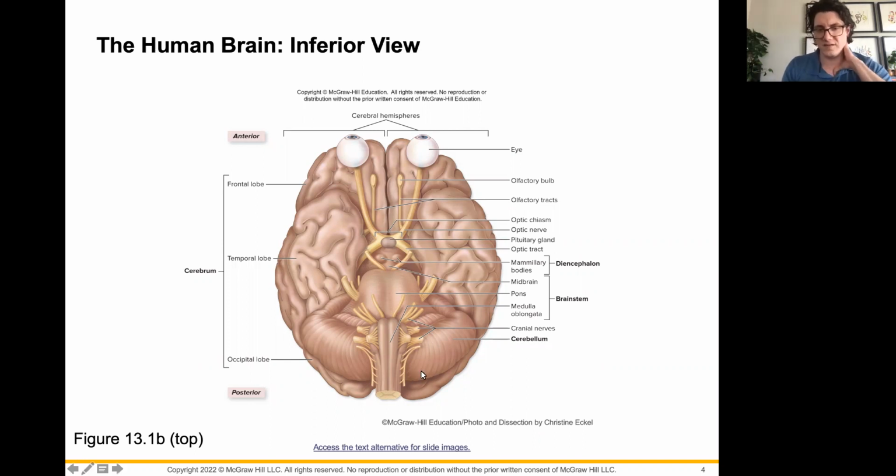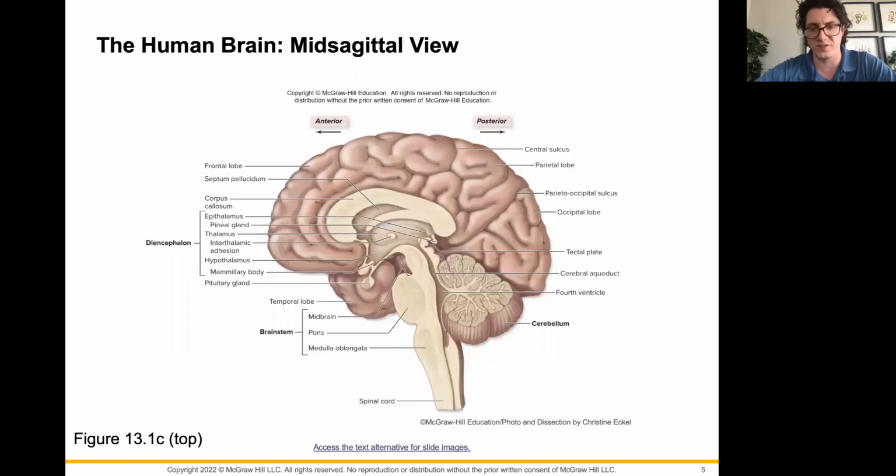And then finally, we have the cerebellum. The cerebellum is one of our other brain regions. This is going to be very important in linking together all of your skeletal muscle activity, regulating and controlling it, making sure things are working together. So that's what our cerebellum is going to do.